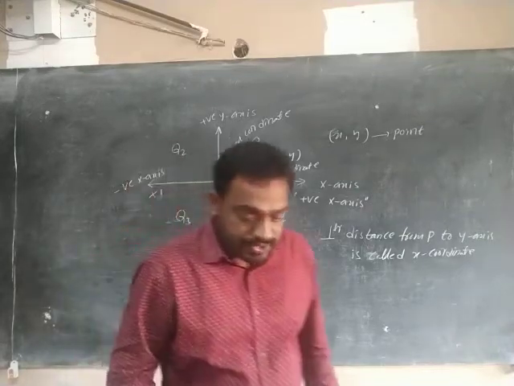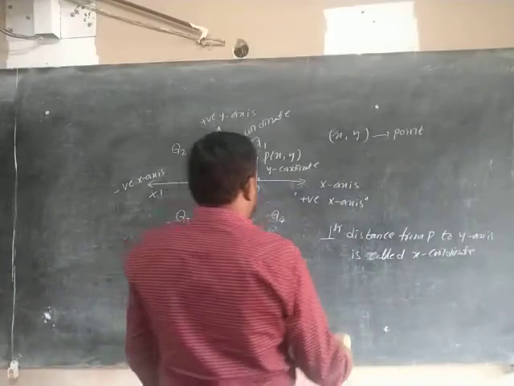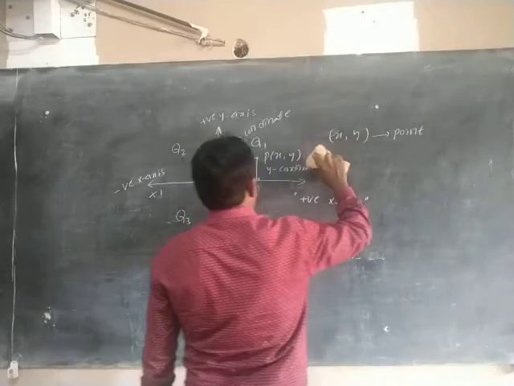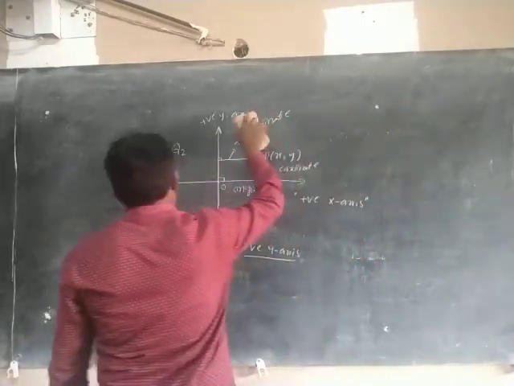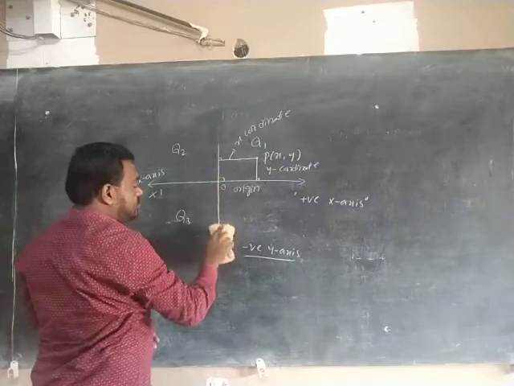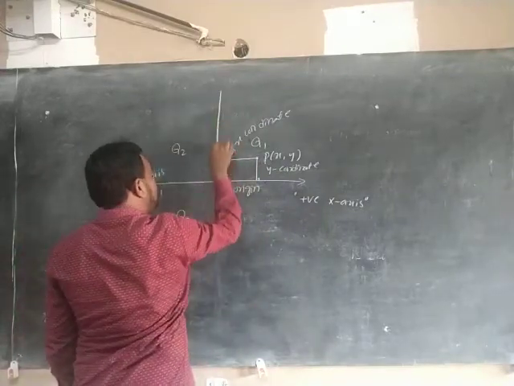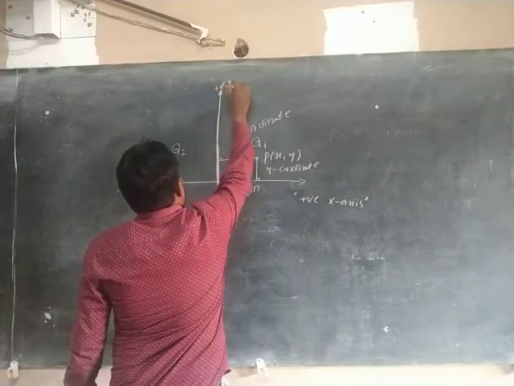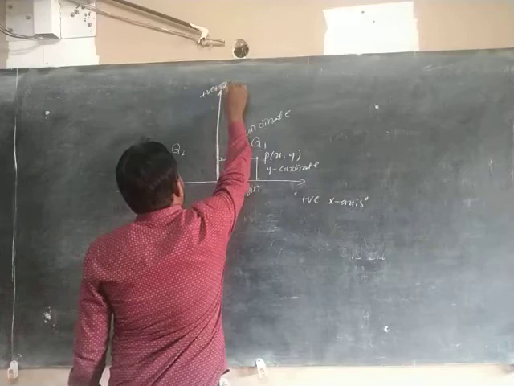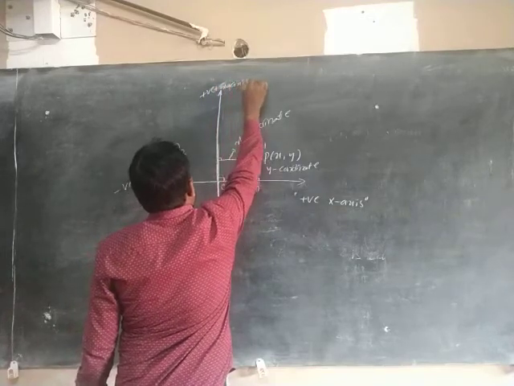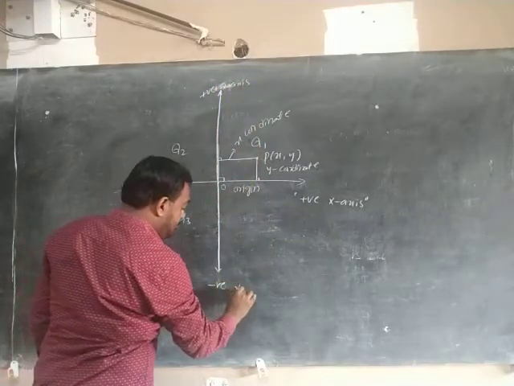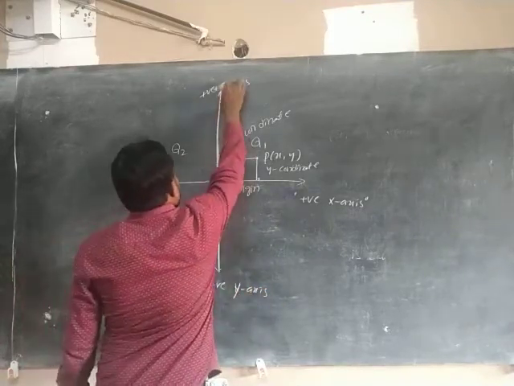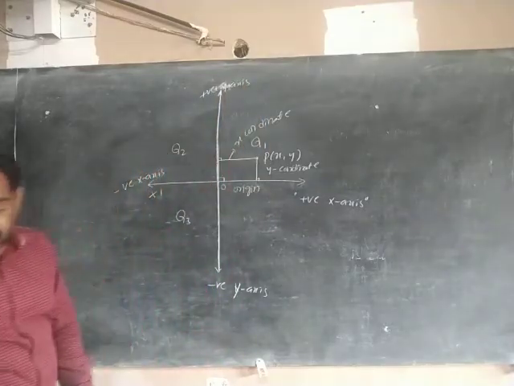Okay, so next, see here, the positive x axis and negative x axis are given here. Positive y axis, negative y axis. This is our positive x axis. This is the negative x axis, the y axis, the negative y axis.